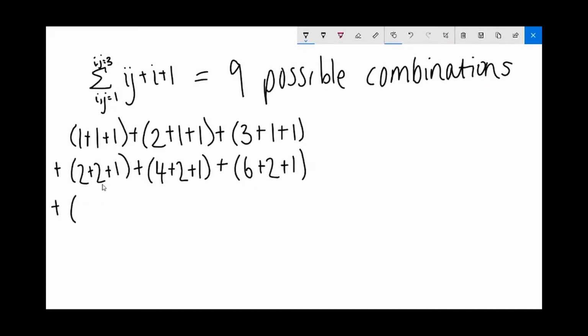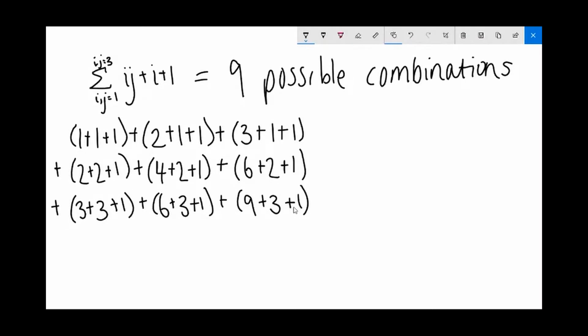Now if we take i to be 3 and j to be 1, we get 3 plus 3 plus 1. If we take i to be 3 and j to be 2, we get 6 plus 3 plus 1. And finally, when i equals 3 and j equals 3, we get 9 plus 3 plus 1. So the sum of all of these numbers together equals 63.